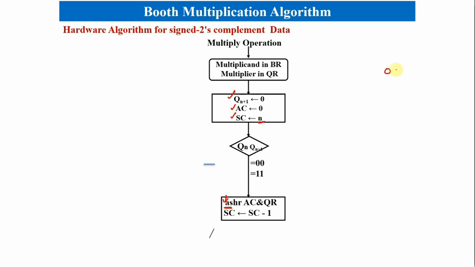Let me give an example. 0 1 1 0 is there. This is the sign bit. Sign bit is unchanged, and including the sign bit, it is to be shifted right. Meaning 0 comes to this position, 1 comes to this position, 1 comes to this position, and this 0 will be out. This is called arithmetic shift right. So the sign bit stays at the same position, the sign is not changing, and the remaining bits are shifted right. That is called arithmetic shift right.